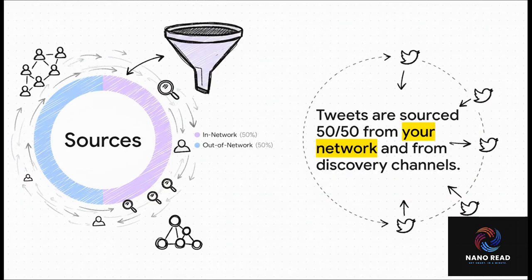So where do those first 1,500 candidates even come from? Well, this chart breaks it down perfectly. About half are in-network, which is what you'd expect, tweets from people you actually follow. But the other half is out of network, and this is where things get really cool. These are tweets that are discovered by looking at what people like you are engaging with. It's a huge shift, you know? It's not just about who you follow anymore. It's a true discovery engine.